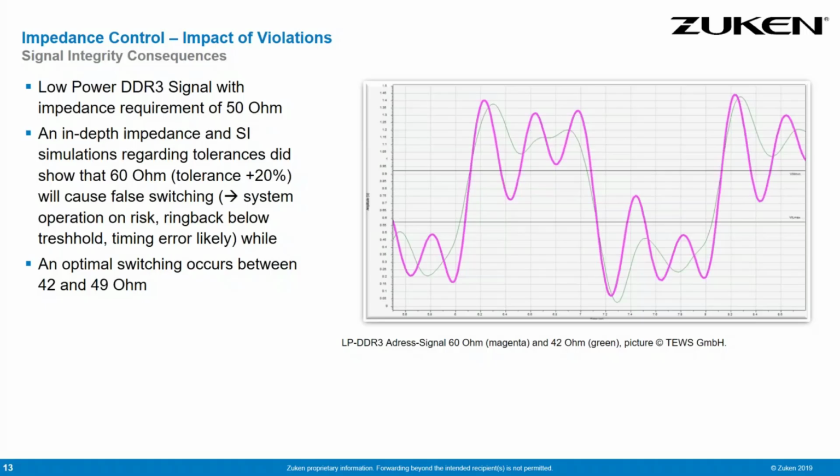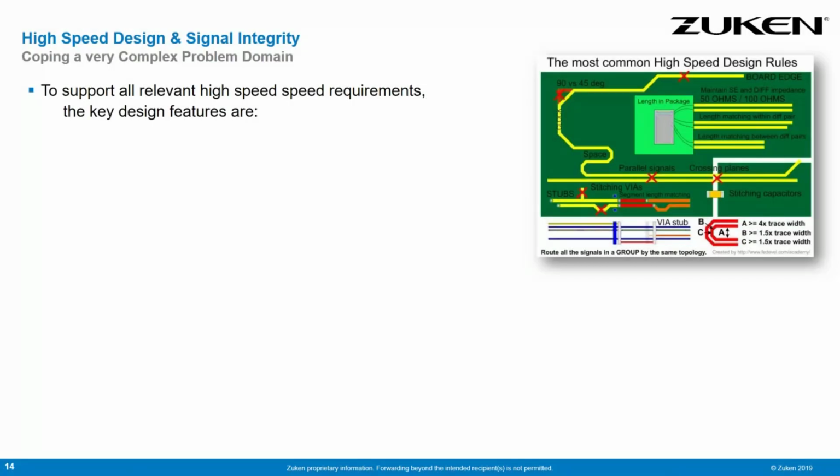With the help of simulation, we figured out that the best value for this trace routing pattern is to route it with an impedance of 42 ohms. That's the green waveform. That kind of analysis, that kind of help, can be done by using signal integrity throughout the PCB design. So let's look into the overall picture of high-speed design and where signal integrity comes into place, addressing these complex high-speed design issues.